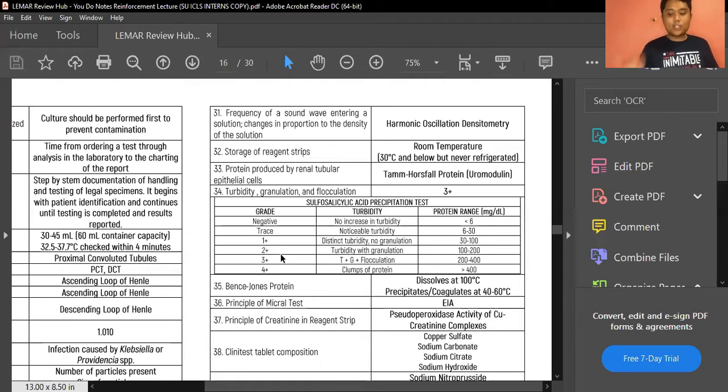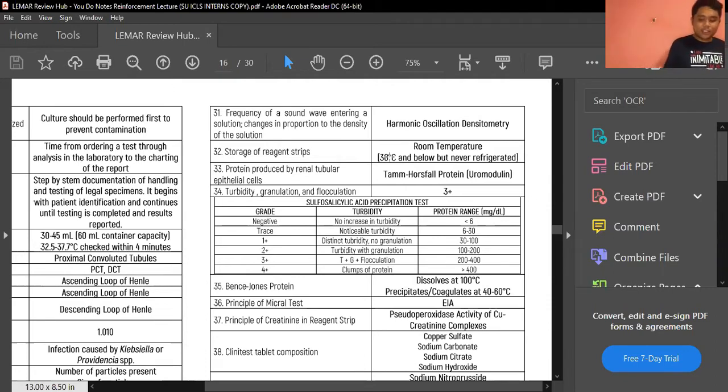Pagabot sa 2 plus, mapunan, turbidity and granulation. O, diba? Turbidity and granulation. So, 2 plus, duha po niya ang characteristics, turbidity and granulation. Next, turbidity, granulation, and flocculation, tulo na kabuo. So, therefore, it's 3 plus. All right? And 4 plus, large clumps of protein.